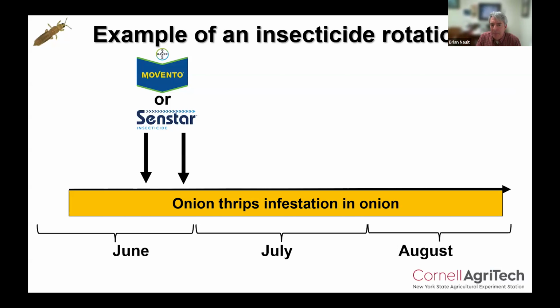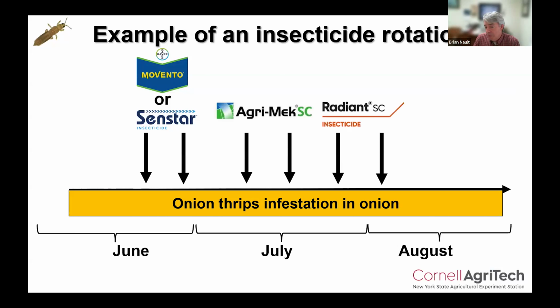So let's look at an example of a rotation like I just mentioned. Maybe starting out with Vertento or Senstar, then transitioning to Agrimek or Radiant. And if you can't control a population of thrips in your crop with only 3 insecticides applied twice apiece, maybe you have to finish up with 8 sprays and maybe use Exirel. So here you have exactly what I just said. You have 4 different classes of chemistry. None of them are sprayed more than 2 times, and you're going to theoretically reduce the exposure of more generations using this strategy.